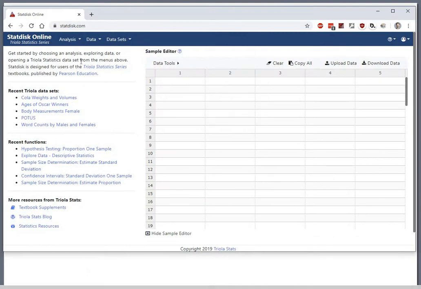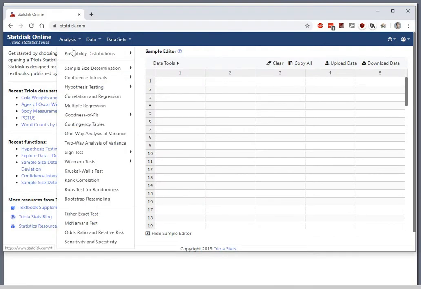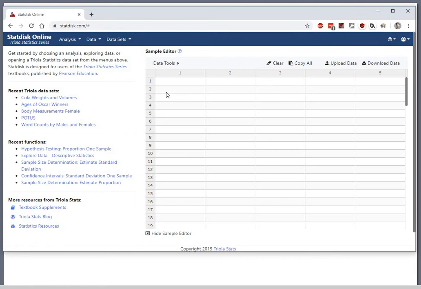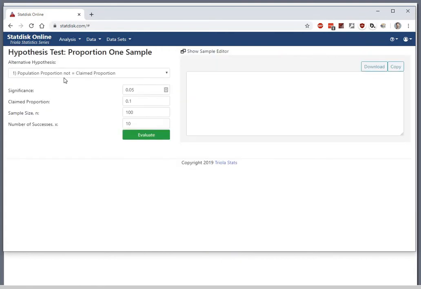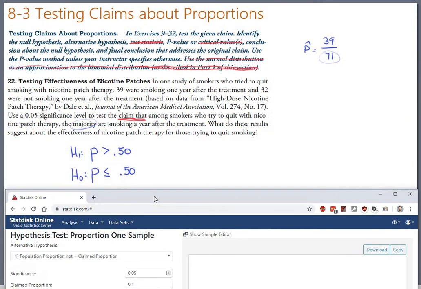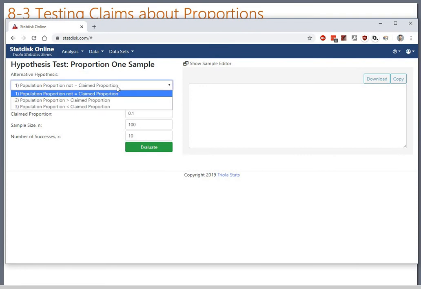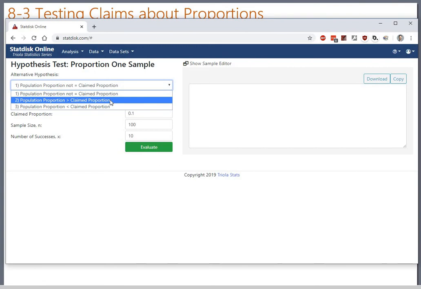And let's go to StatDisk and let's go to analysis and hypothesis testing proportions with one sample. Okay. So what's our alternative hypothesis here? The null is less than or equal to, the alternative is greater than. So here we want to say the population proportion is greater than the claimed proportion.